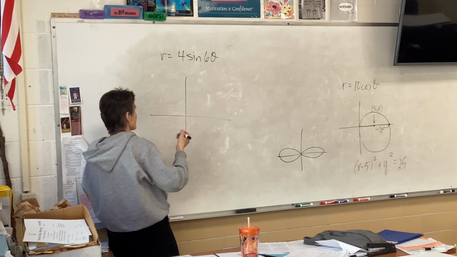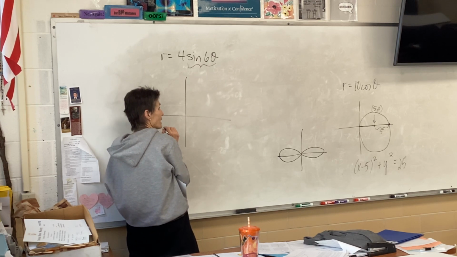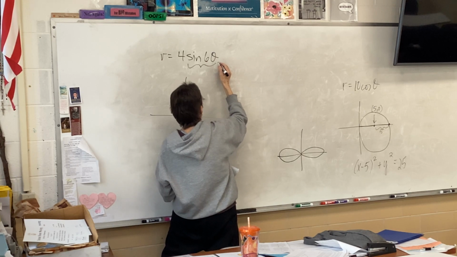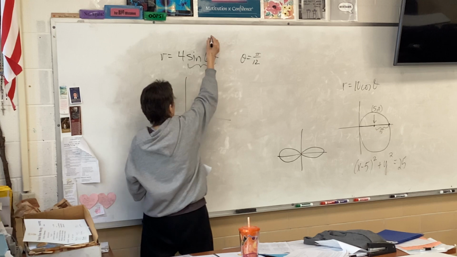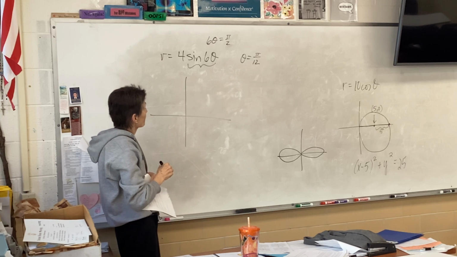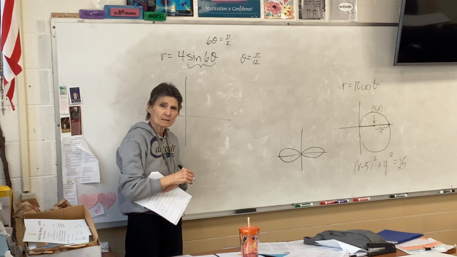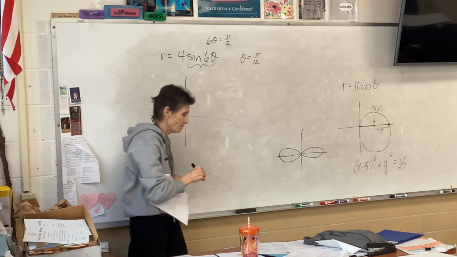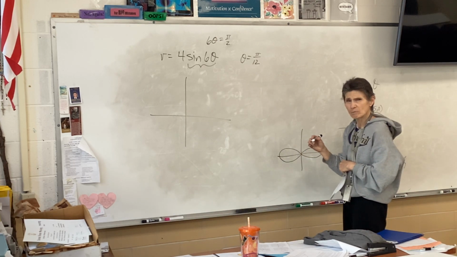So let's figure out where the leaves are. Where is the sine 1? The sine is 1 at pi over 2. So 6 theta is pi over 2, so I'm going to have a leaf at pi over 12. And I've got how many of them? I've got 12 of them. So how far apart are they going to be? They're going to be pi over 6 apart.